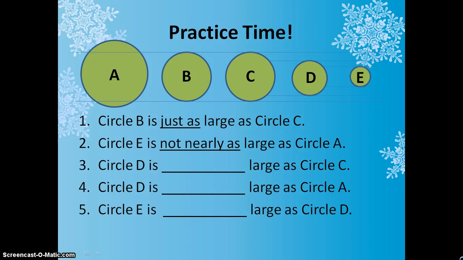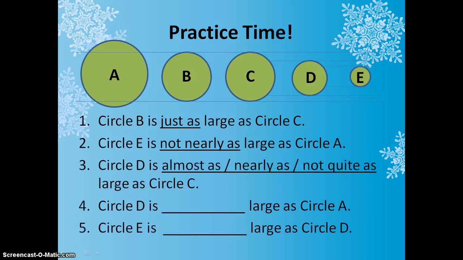Number 3, circle D is almost as, nearly as, or not quite as large as circle C. Any of these are correct answers. We could say circle D is almost as large as circle C, or we could say circle D is nearly as large as circle C, or we could say circle D is not quite as large as circle C.